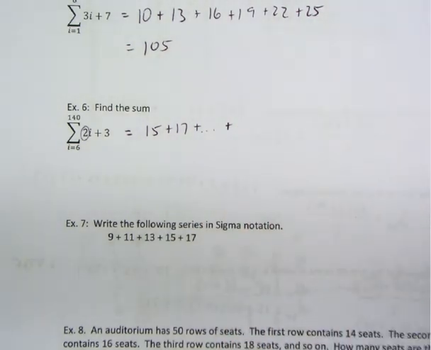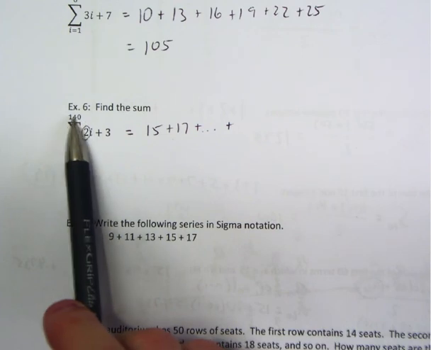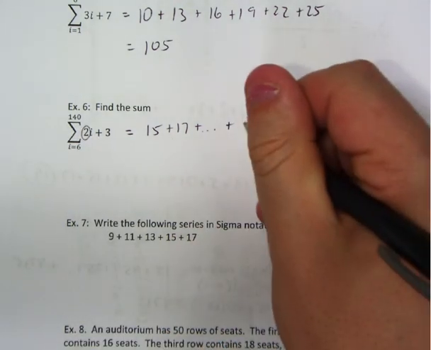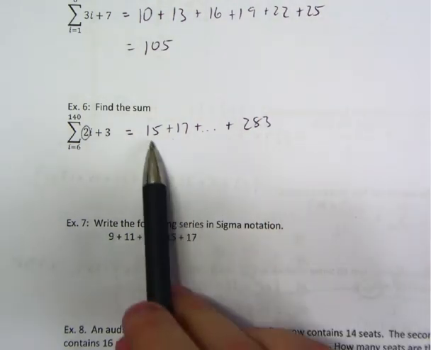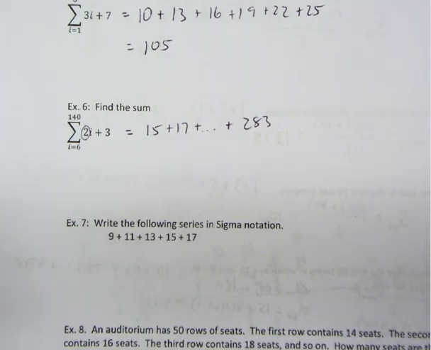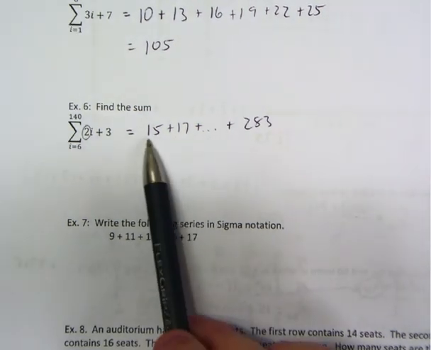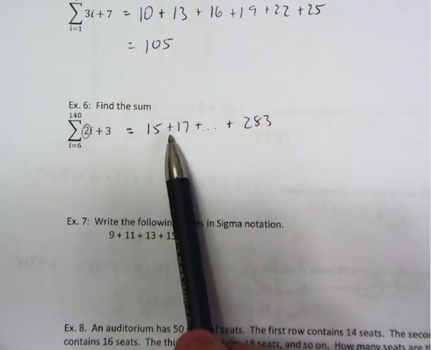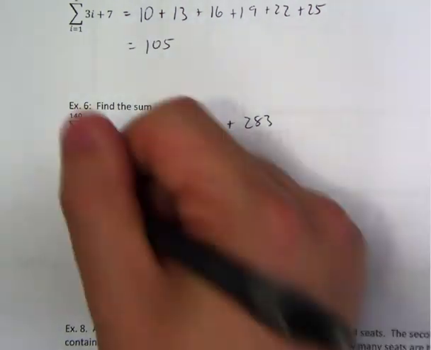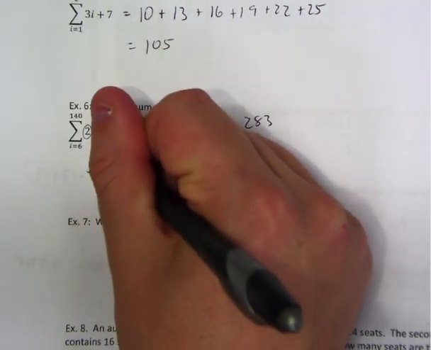All the way to the last number we'd be adding, we plug 140 in for I, and that gives us 283. This is what we want to add and find the sum of. But I don't, in my calculator, want to do 15 plus 17 plus 19 plus 21. I don't want to do that all the way up to 283. Well, this is an arithmetic series. We're adding numbers together, and it's going up by 2 every time. That means we can use our formula.